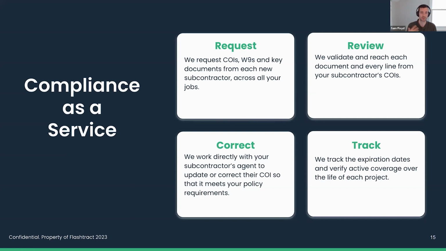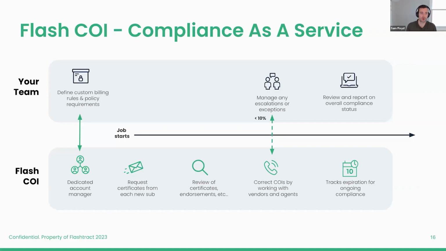We would work directly with the subcontractor. We would work directly with their insurance agent if needed to make sure that their insurance meets the policy limits that are laid out. And then we track those. We track the expiration dates. We verify active and ongoing coverage across each project. So an example workflow might look like this, right? Where your team is on the top, and our team, the Flash COI offering, is on the bottom.